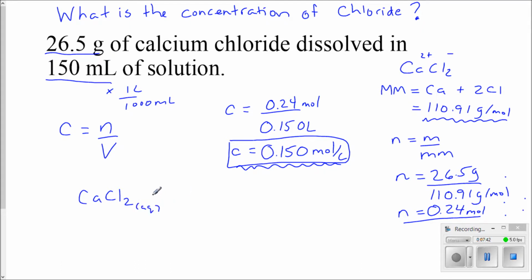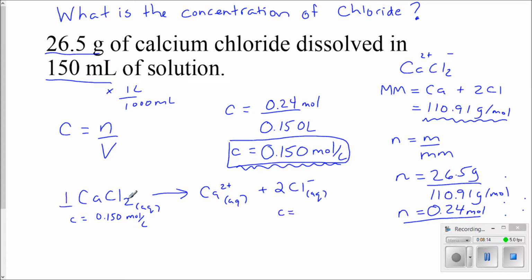And it's aqueous. And we know when it breaks apart, it turns into one calcium ion. And remember, this is ionic, so it doesn't break into diatomic chloride or chlorine. It breaks into 2 chloride ions. And this is significant because if our concentration is 0.150 moles per liter here, what's my concentration going to be at the chloride?